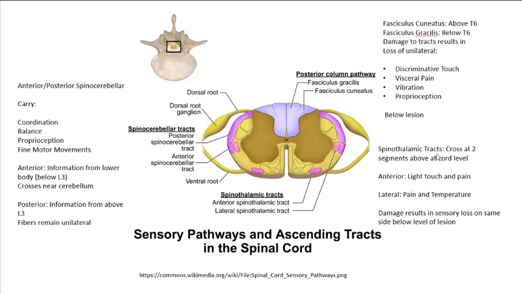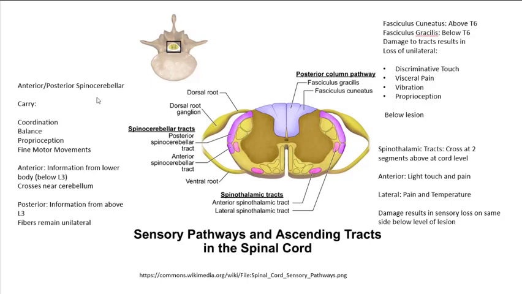Let's look at the spinothalamic tracts. These are very important clinical tracts, and they work together. There are two of them that work together. There's the anterior and the lateral. These cross at a couple of levels above where they exit the spinal cord. The anterior, located in the anterior funiculus, carries light touch and pain. The lateral, kind of a classical clinical tract, located in the lateral funiculus, carries pain and temperature. Damage to these tracts results in sensory loss on the same side below the level of the lesion, so it's unilateral.